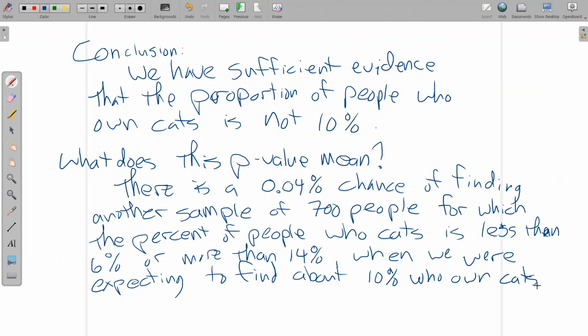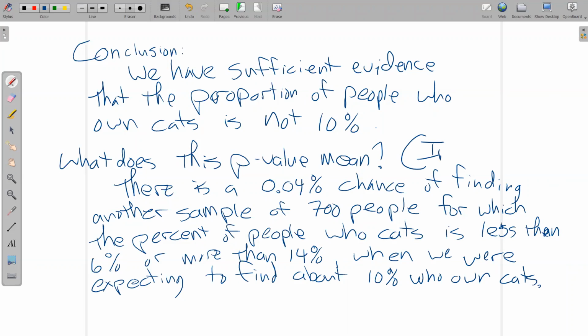All right, let me read that, make sure I got it right. There is a 0.04% chance of finding another sample of 700 people for which the percent of people who own cats is less than 6% or more than 14%. The general description of the p-value in the text says more extreme than the sample data, and I'm being more specific about what it means to be more extreme: less than 6% or more than 14%. You have to describe what your tails are. Is it a single tail on the left, a single tail on the right, or two tails? That has to be in the interpretation.